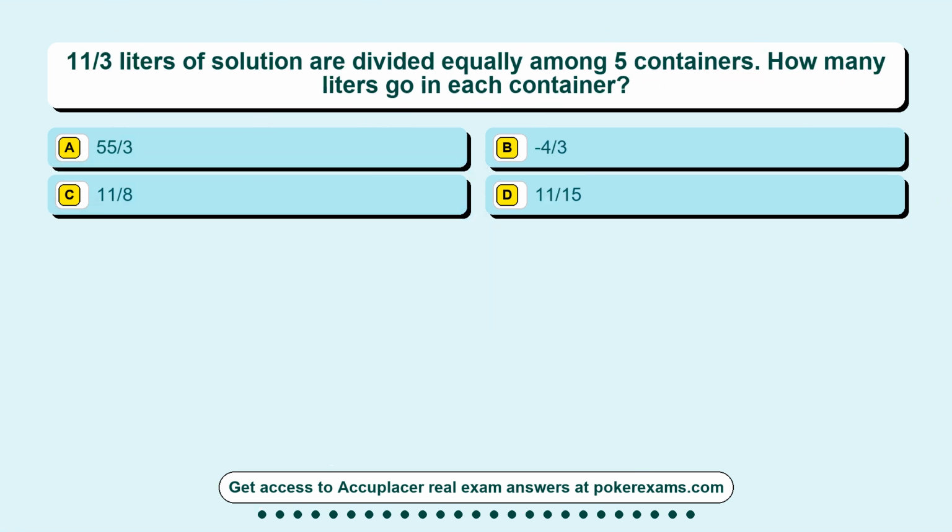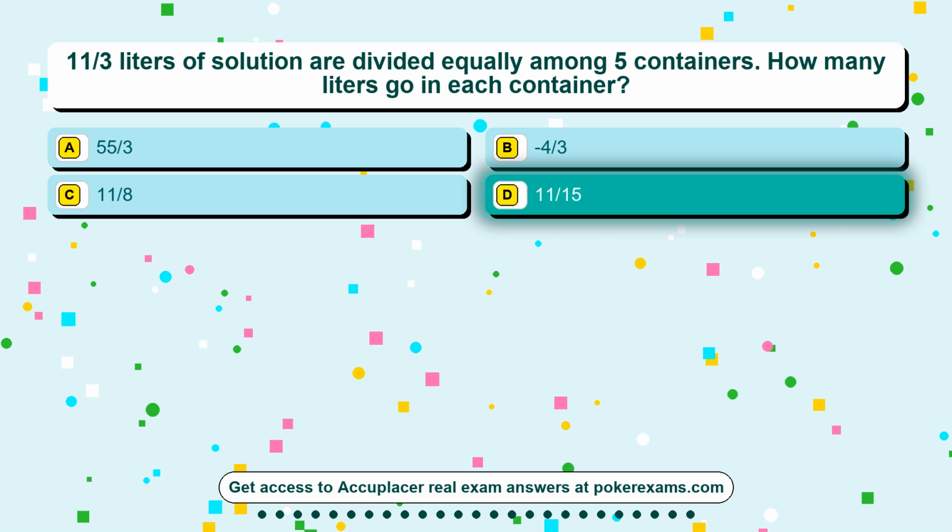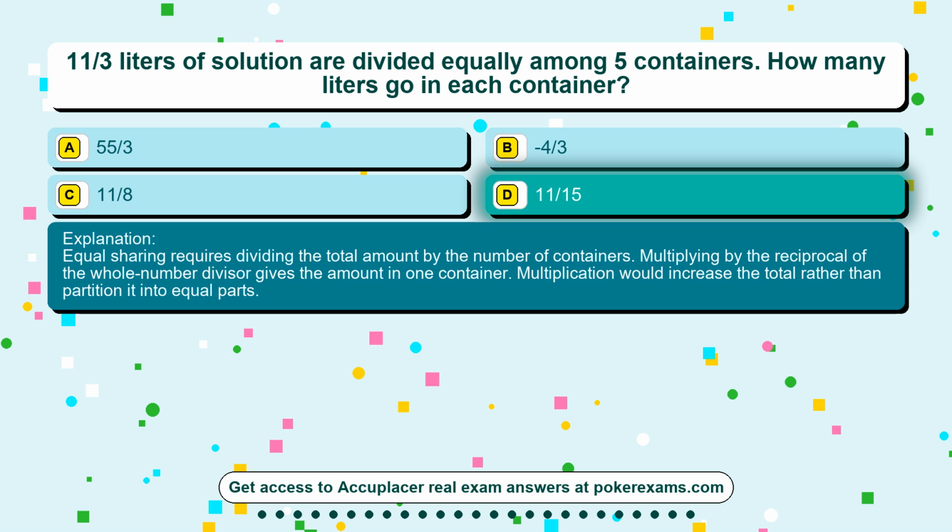Question 8. 11/3 liters of solution are divided equally among 5 containers. How many liters go in each container? Option A 55/3, option B -4/3, option C 11/8, option D 11/15. The correct answer is option D, 11/15. Equal sharing requires dividing the total amount by the number of containers. Multiplying by the reciprocal of the whole-number divisor gives the amount in one container. Multiplication would increase the total rather than partition it into equal parts.